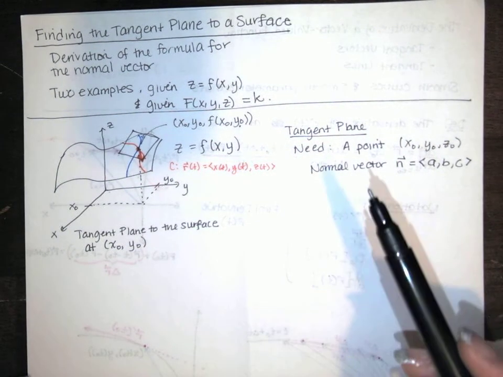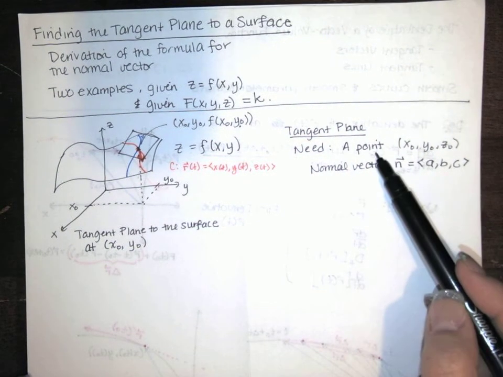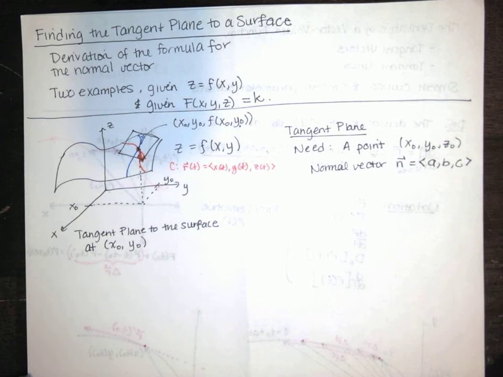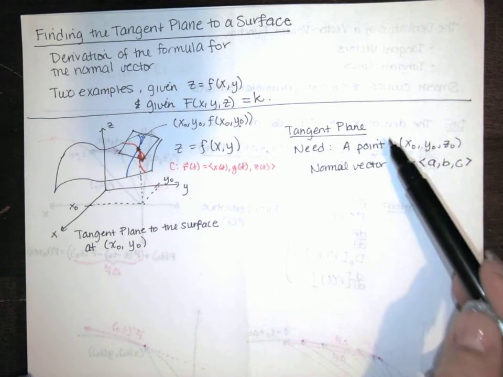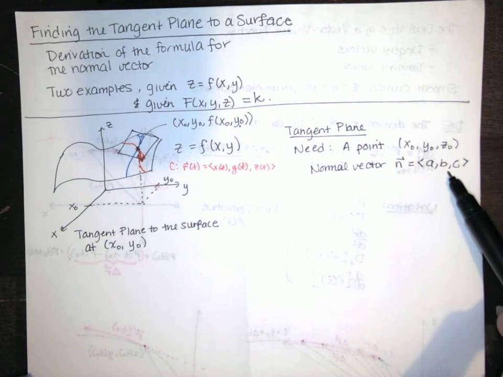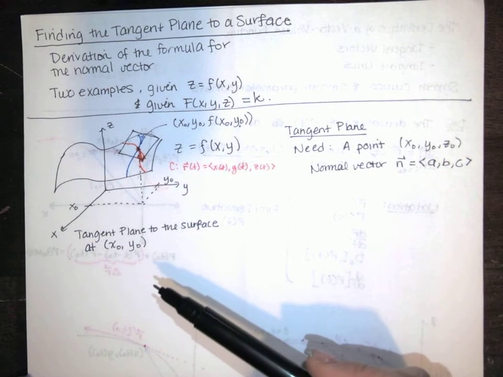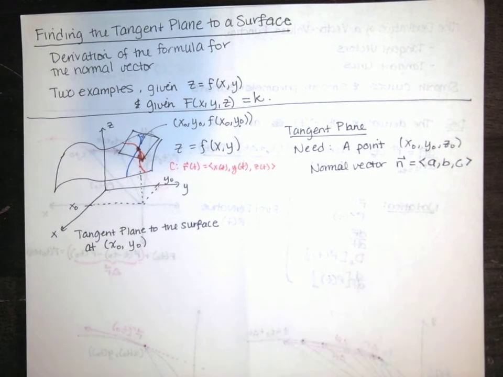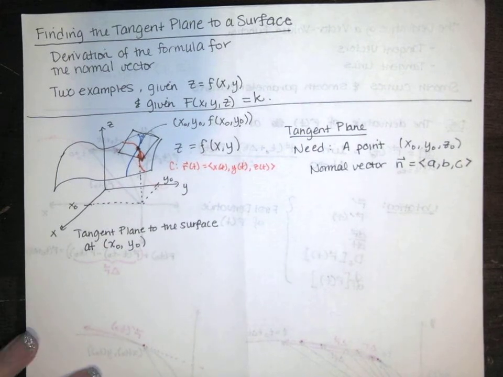Now to find any plane, we need two things. We need a point on this plane, and we also need a normal vector to the plane. The first thing we're going to do is derive the equation for the normal vector for a tangent plane to the surface. Okay, so let's talk about how we would do that.